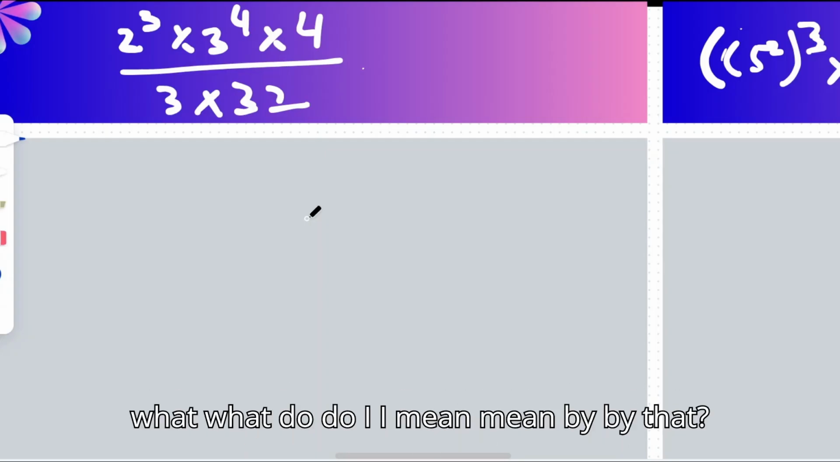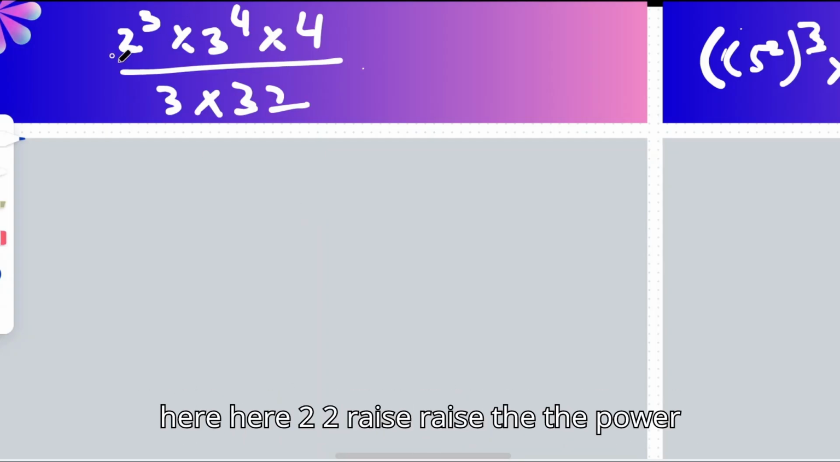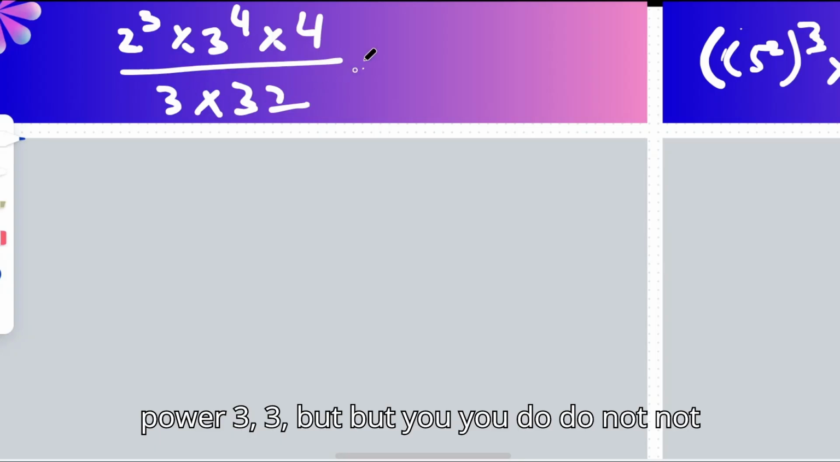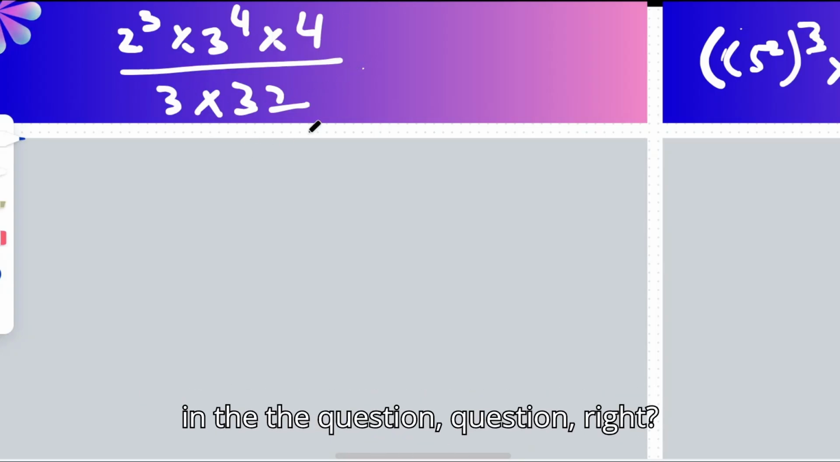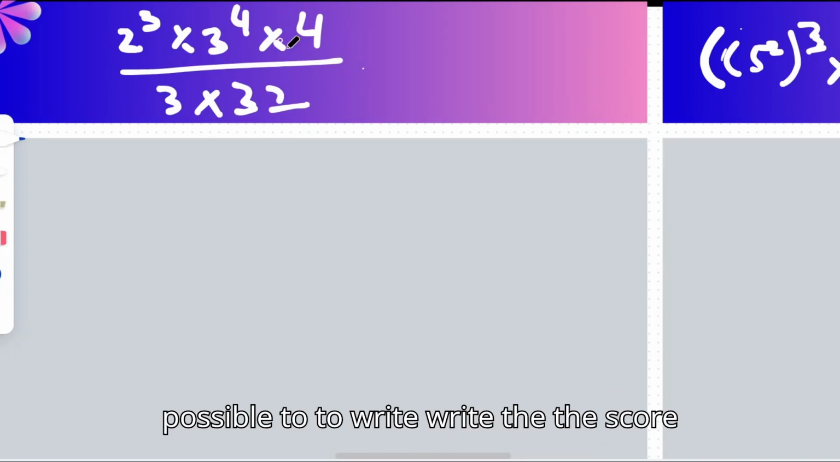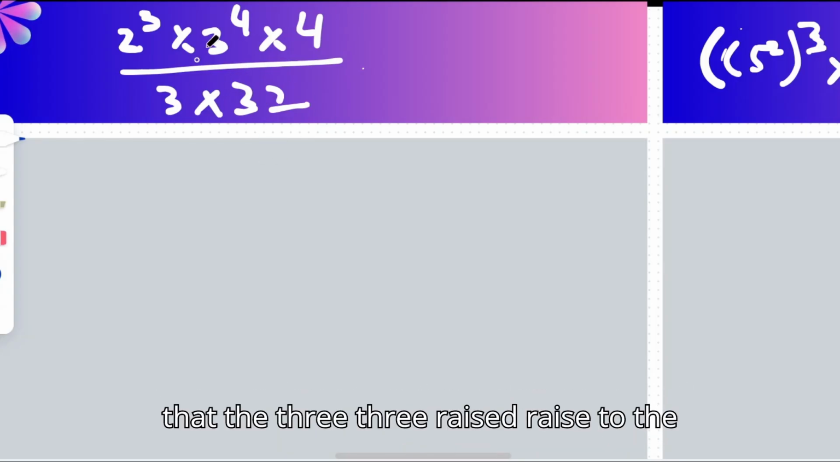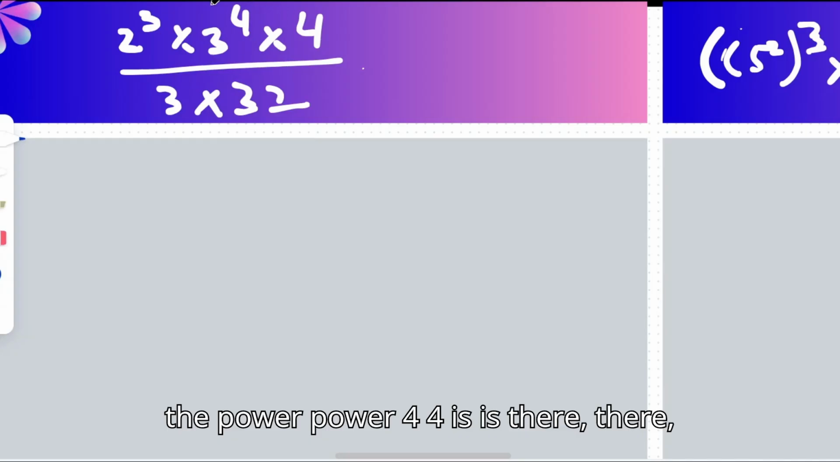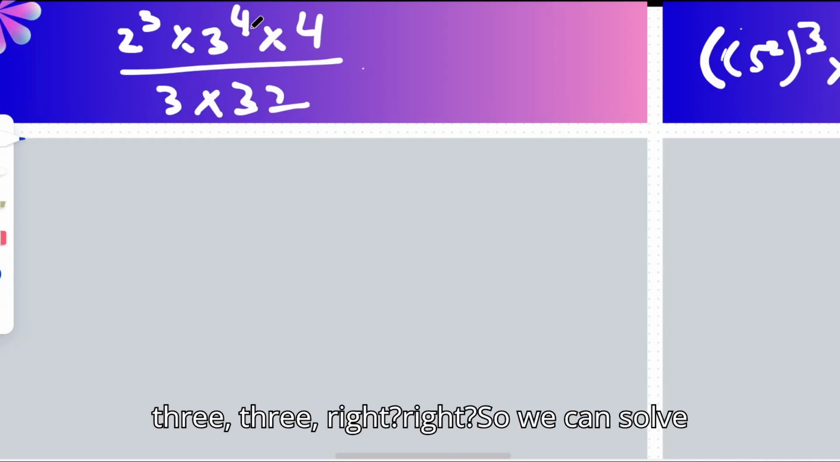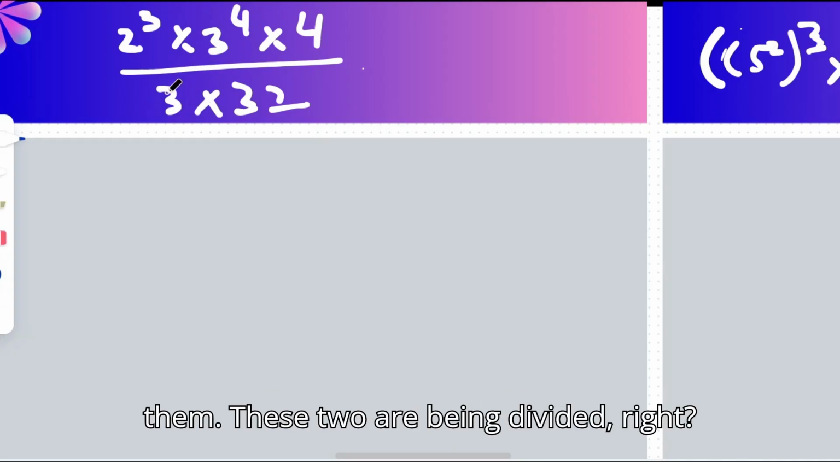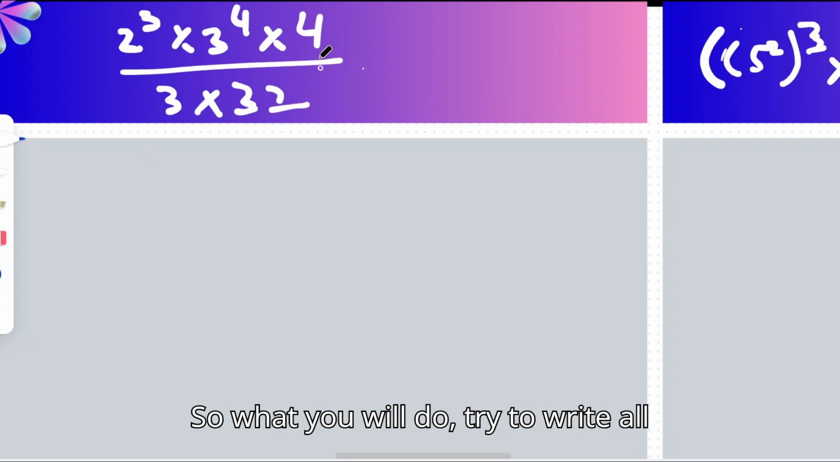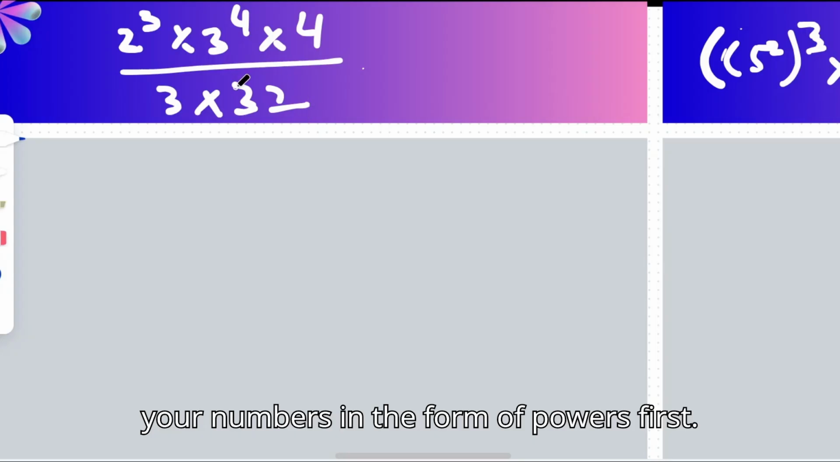So what do I mean by that? You see this here, 2 raised to the power 3, but you do not have any other 2 in the question, right? But is it possible to write this 4 or 32 in terms of 2? Might be, right? Similarly, you see that 3 raised to the power 4 is there, but then we have a 3, right? So we can solve them. These two are being divided, right? So what you will do, try to write all your numbers in the form of powers first.